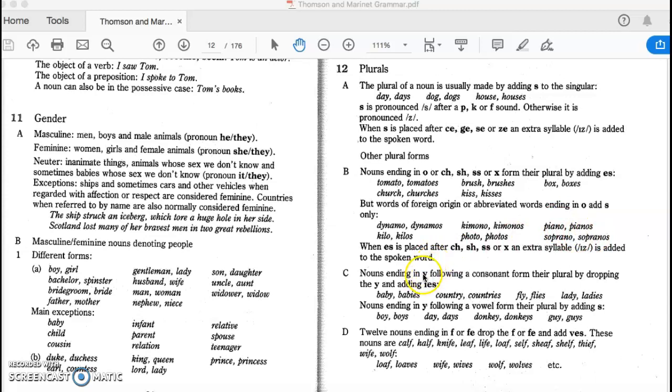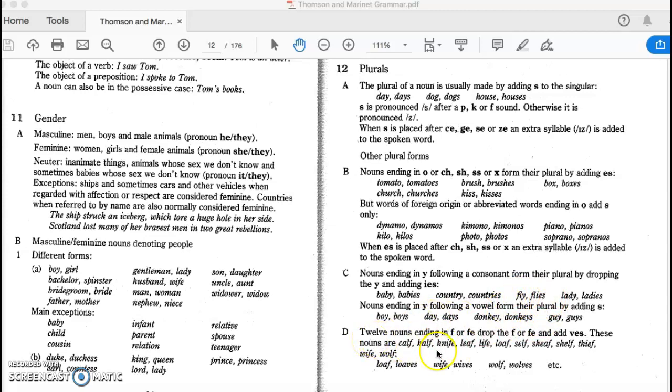Nouns ending in Y that is preceded by a consonant, drop the Y and add IES. For example, baby, babies. B is a consonant, so therefore you have babies. Country, countries. R before the Y is a consonant. Fly, flies. L before the Y is a consonant. It's only for nouns that end in a consonant plus Y.